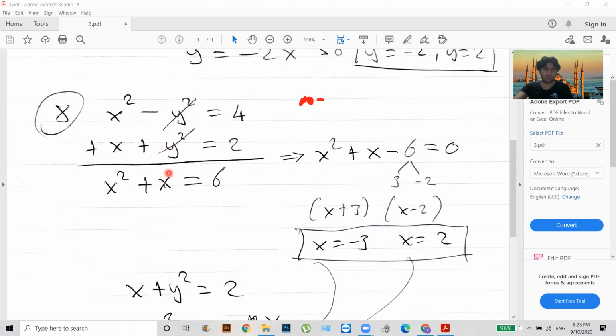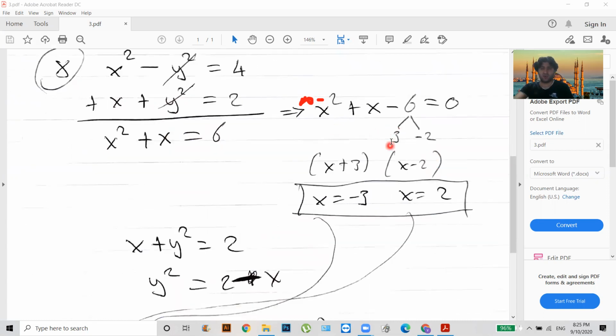Now take this 6 to that side. It's going to be x squared plus x minus 6 equals 0. Now this is a trinomial, so the factors are 3 and negative 2, because 3 times negative 2 is negative 6, and 3 plus negative 2 is 1. So I have only one x here. So x plus 3 and x minus 2 are my factors. So I'm going to make them equal to 0. So x will be negative 3. x will be 2 here.